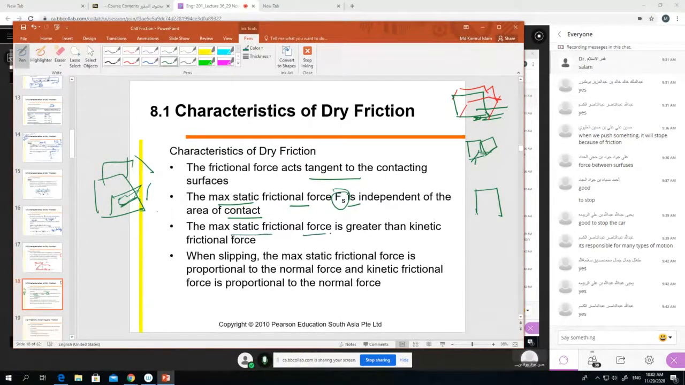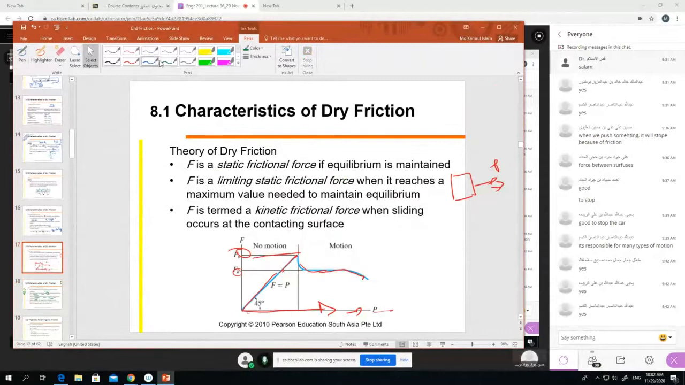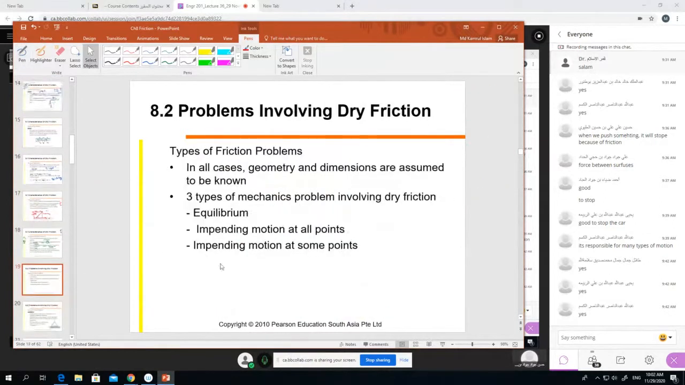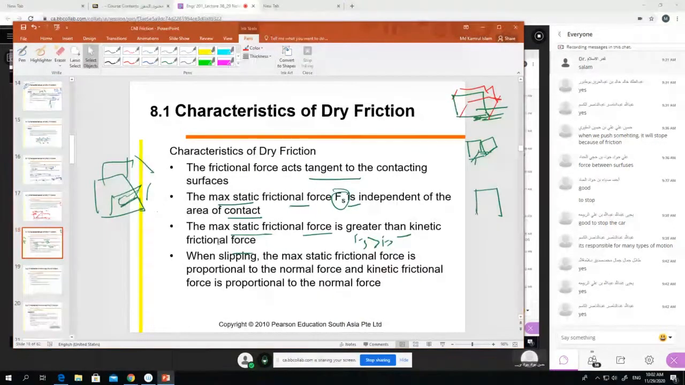The maximum static frictional force is greater than the kinetic frictional force, that means Fs is greater than Fk. You can see from the graph also that Fs is higher than Fk. When slipping, the maximum static friction is proportional to the normal force, and kinetic friction is proportional to the normal force. So F is equal to mu s into the normal force.